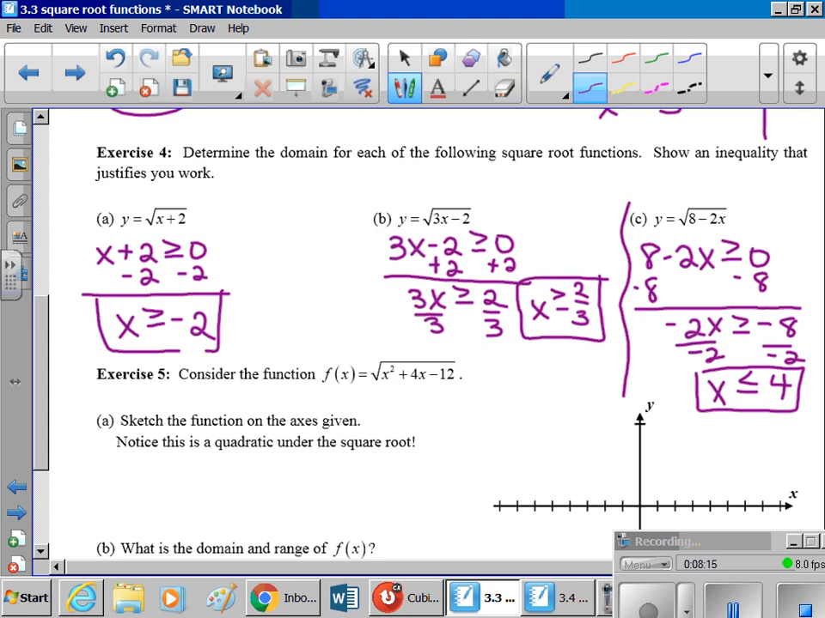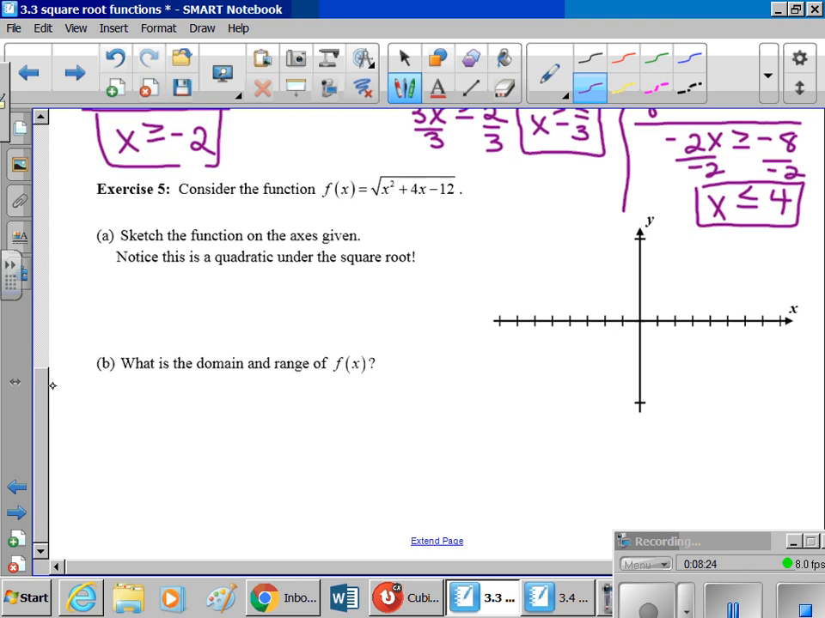We're going to be dealing with mostly linear expressions underneath the radical, but I wanted to show you an example of what happens when you put a quadratic underneath the radical. So in exercise 5, we're going to consider this function right here, which has an x squared as a quadratic under the radical. A says sketch the function on the given axis. Notice that this is a quadratic under the square root.